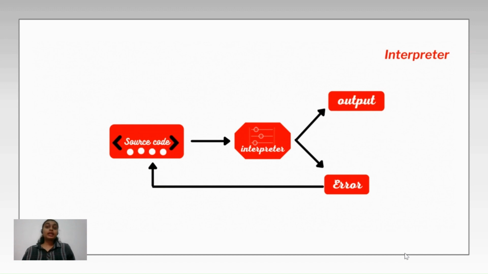If there is any error occurring during the process, then it sends a message back to the code which we are writing in order to run once again. So the interpreter is used to convert the code which we are writing into machine code only one line at a time.